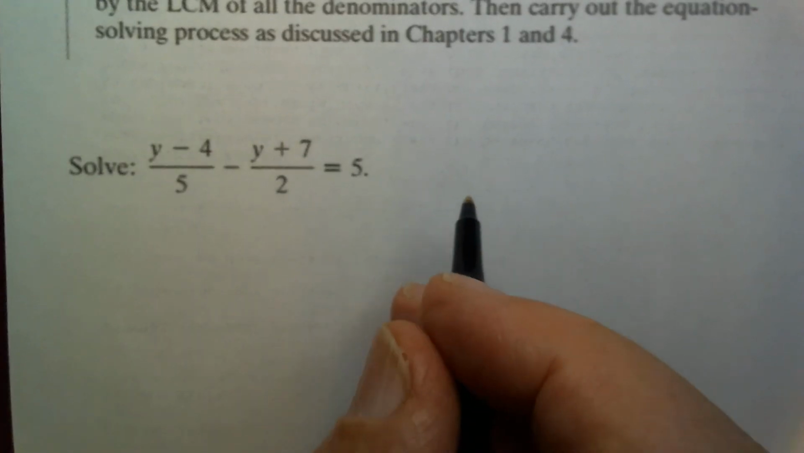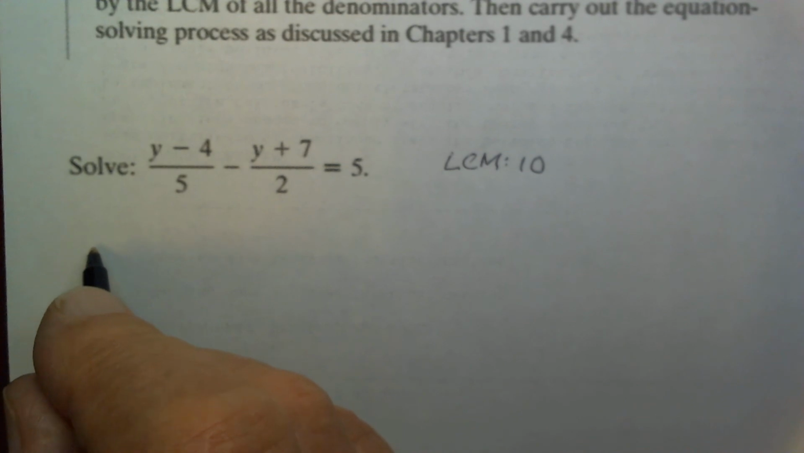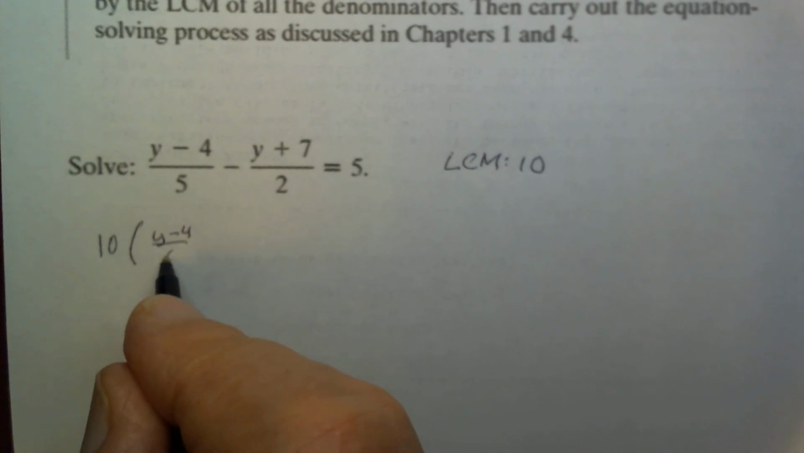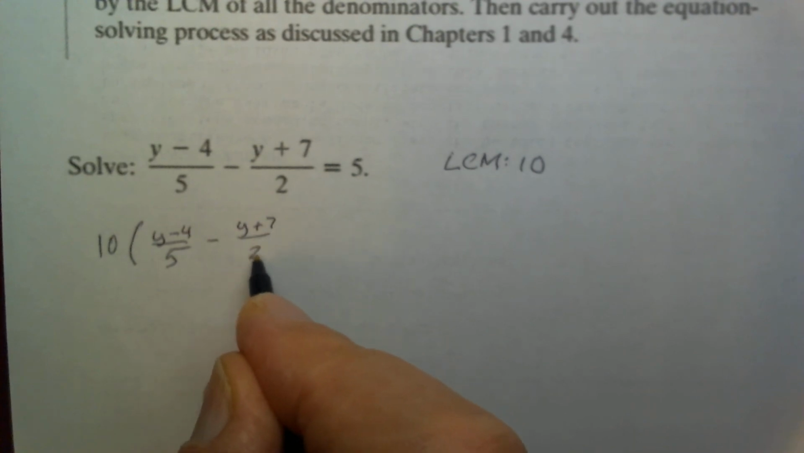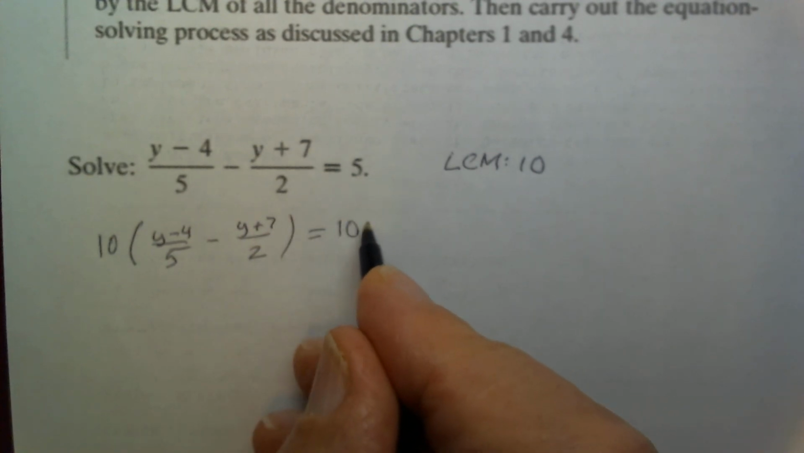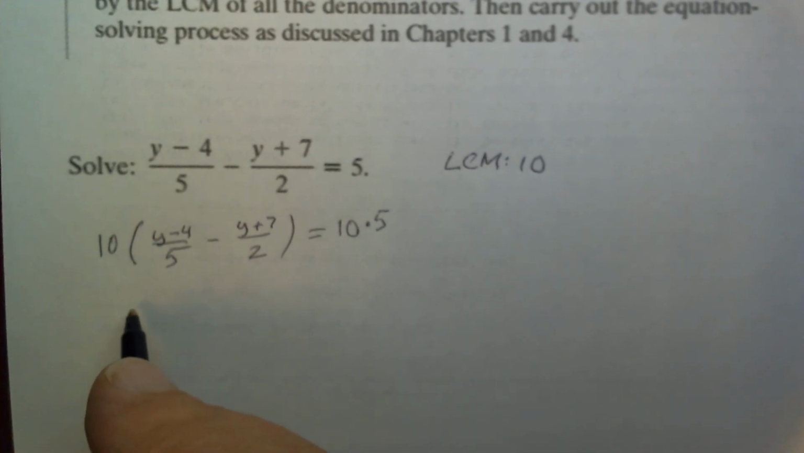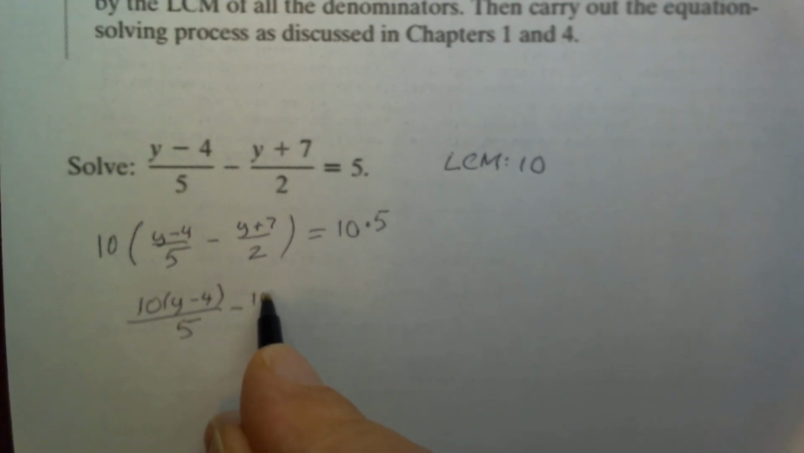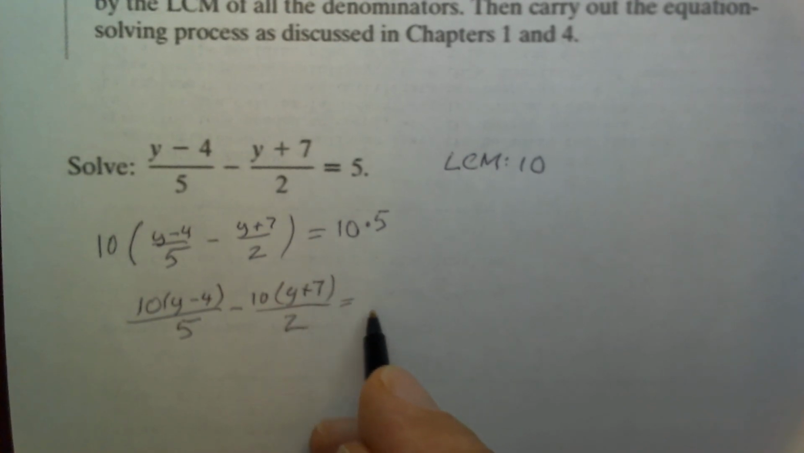In the first example, the LCM is equal to 10. So multiplying both sides by 10 gives us 10 times (y minus 4) divided by 5 minus 10 times (y plus 7) divided by 2 equals 10 times 5. It's important to remember to multiply the right-hand side by 10 also. So then we have 10 times (y minus 4) divided by 5 minus 10 times (y plus 7) divided by 2 equals 50.